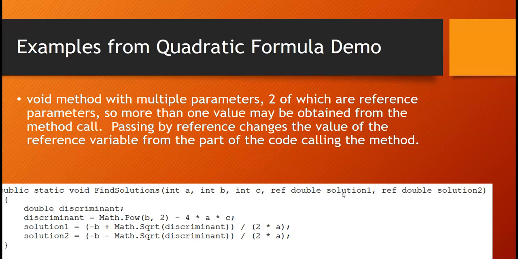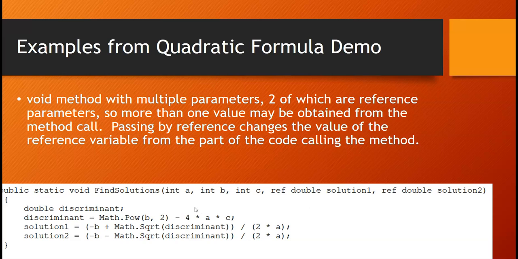A reference variable actually refers back to the variable that's in main, or the calling portion of the program. And so these 2 solutions are actually going to be tied or linked to the solution 1 and solution 2 in our main part of our program. And so I don't have to return both of them because there is a link between the solutions that get calculated here and the solutions back in main. We know that because we use the keyword ref here.